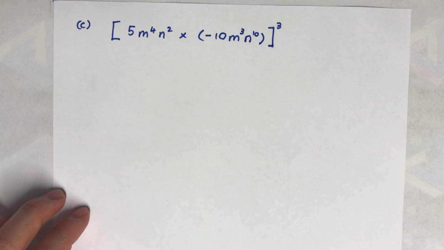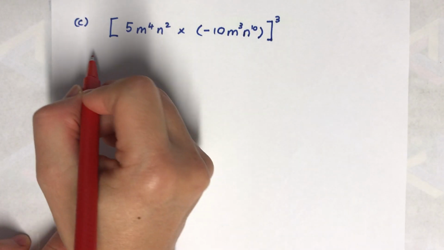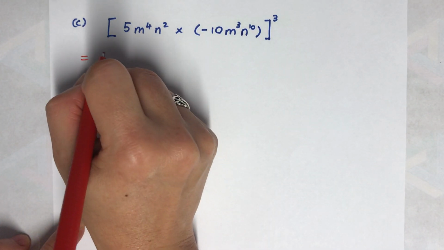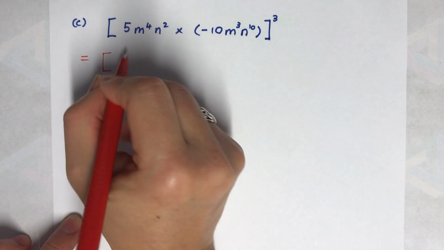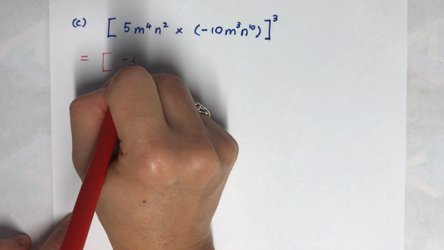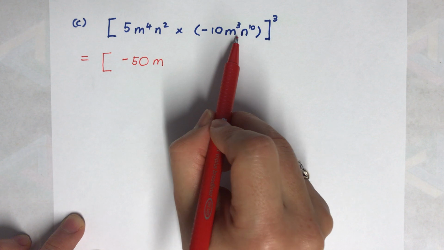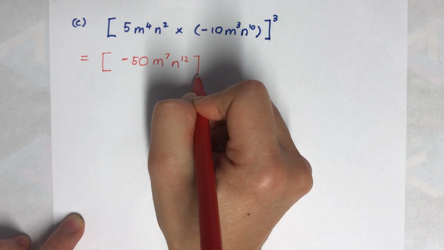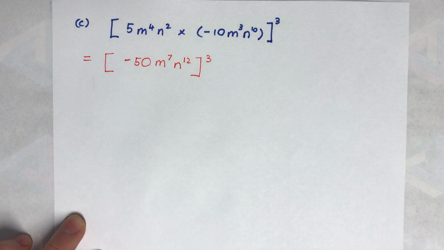Okay, it looks a little bit complicated because it's long, but nothing really special, okay? So let's have a look. What I'm going to do is start with inside first. So I'm going to times this together. 5 times minus 10 is minus 50. And then m, now it's a times, the same base, we add the power, 7 and power 12, 3. Oh, you all got that? Hopefully you did. Okay, that's all I got.